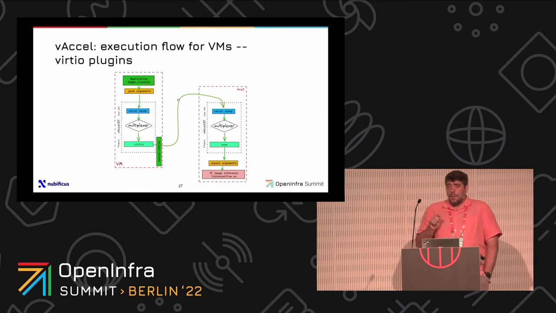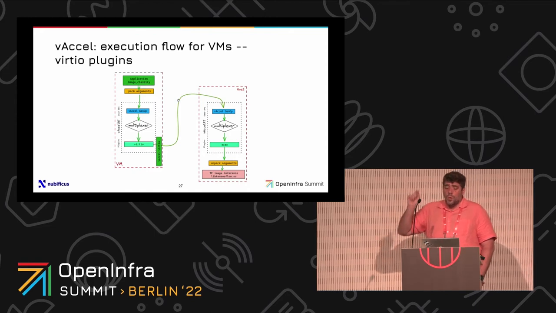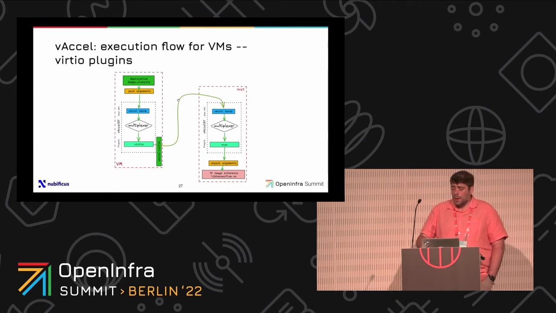So this plugin forwards the execution, the call and the arguments to another vAccel instance running on the host, which in turn calls the actual hardware implementation. So the original application that we have libified is able to be executed on a VM without direct access to the hardware. Now, that's a Virtio plugin implemented as a kernel module and a plugin in vAccel.